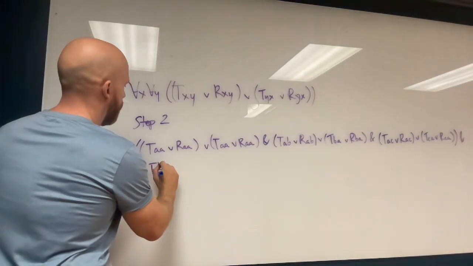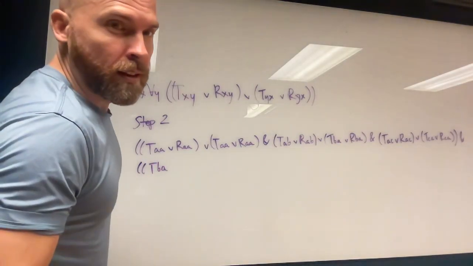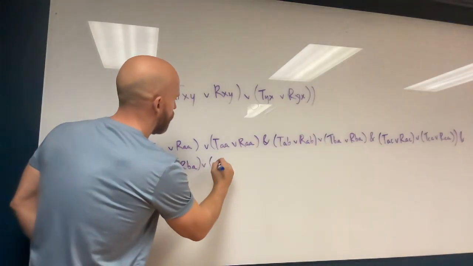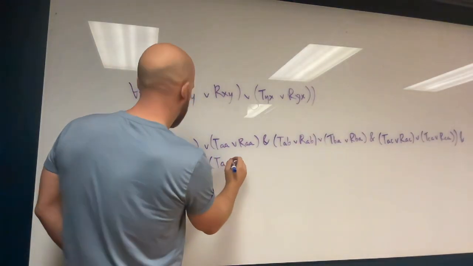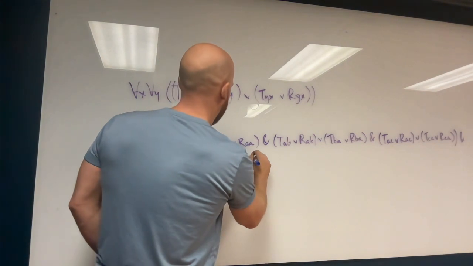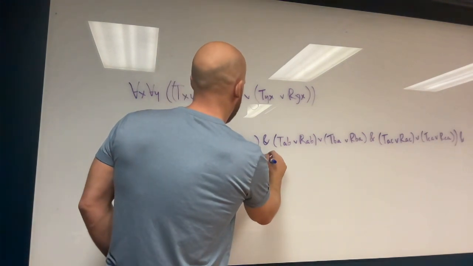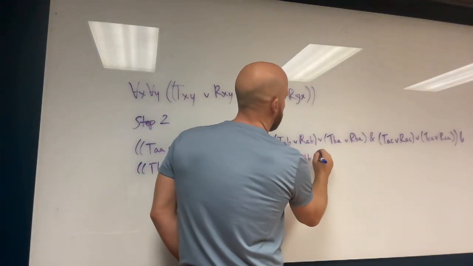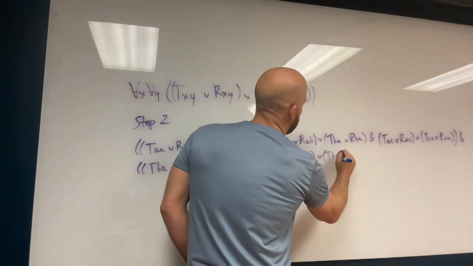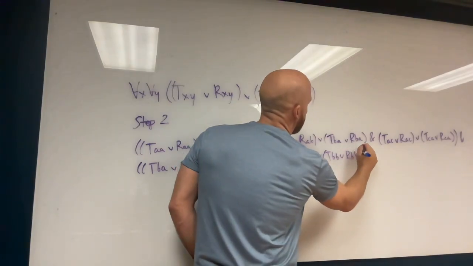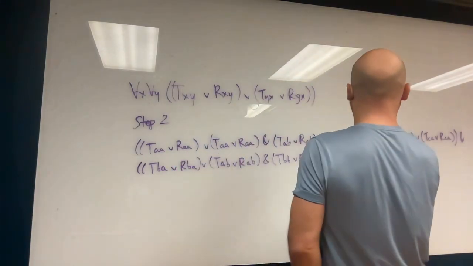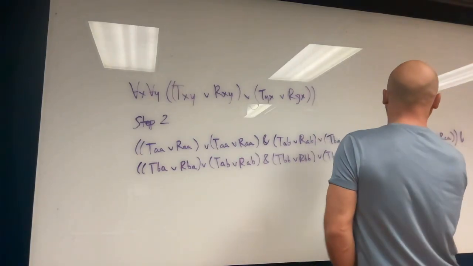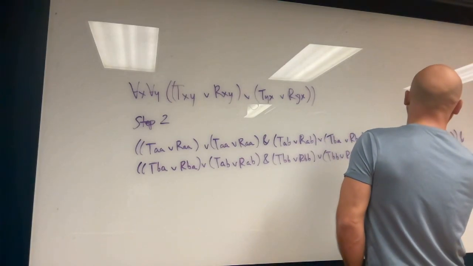What does it look like? TBA or RBA or TAB or RAB and TBB or RBB or TBB or RBB and TCA or RCA or TAC.